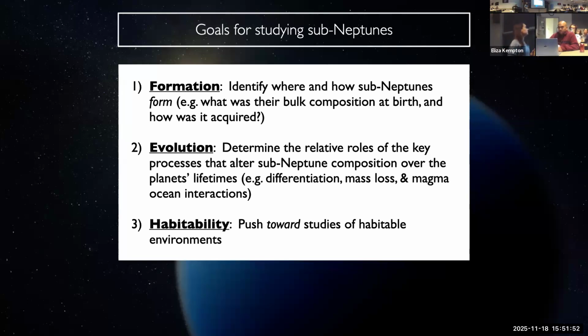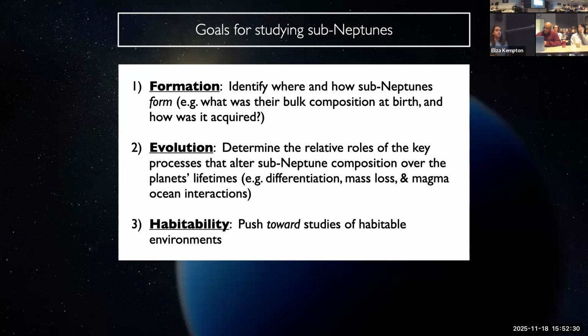Evolution is a particularly important topic to consider for sub-Neptunes. So when I talk about evolution, what do I mean? Processes like mass loss, processes like interactions between the outer atmosphere of the planet and its interior. We think that this is a key critical process that ultimately defines the composition of a sub-Neptune atmosphere. So we're going to be talking a lot about these kinds of evolution processes.